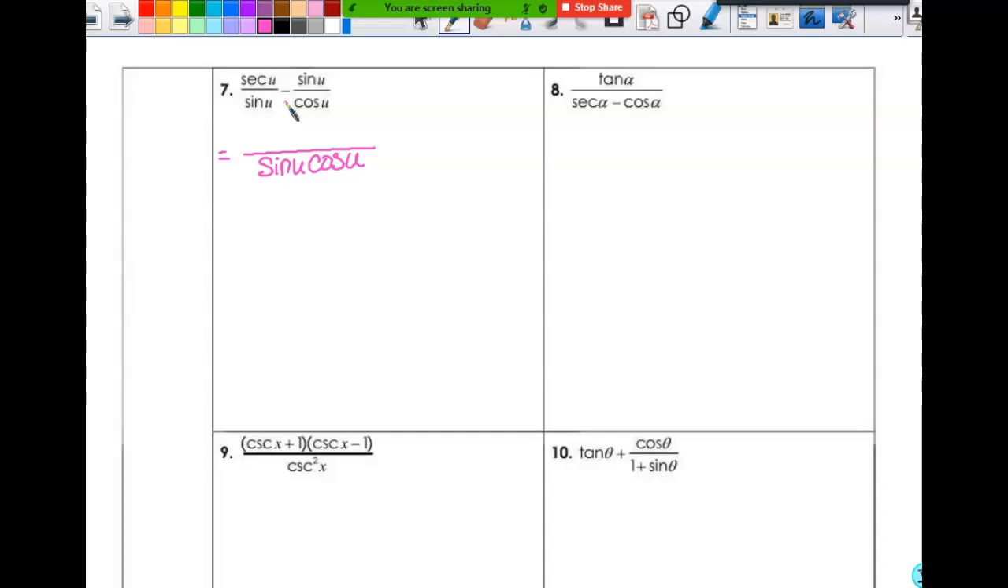All right, so when I do this, this first fraction is going to have to be multiplied by cosine over cosine. So this is going to give me secant u times cosine u. Minus, and then this one has to be multiplied by sine over sine. So that's going to give me sine u times sine u.